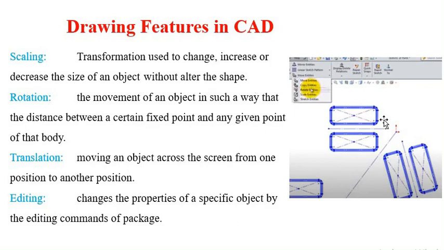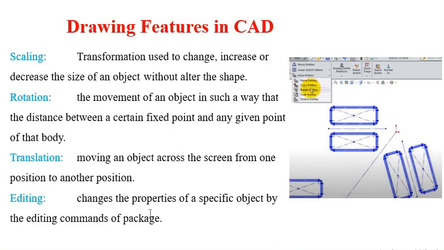Then rotation. When we have made a design or drawn a component and want to rotate it by a certain angle theta, we can rotate this object from this position to this position, keeping the distance between a certain fixed point and any given point of the body. Then translation means moving an object across the screen from one position to another. We can move this object very easily with this translation feature.